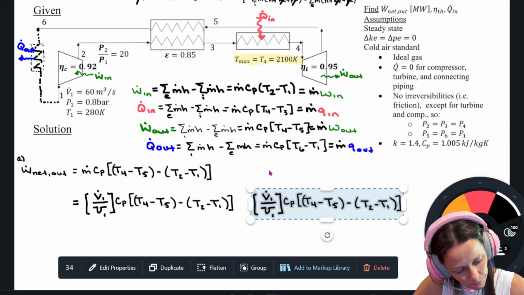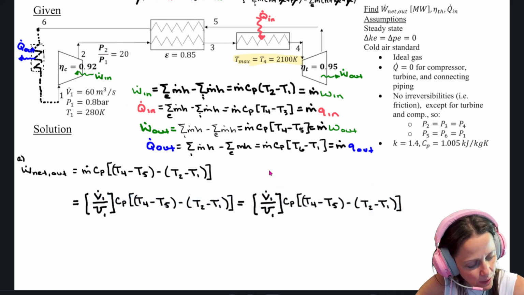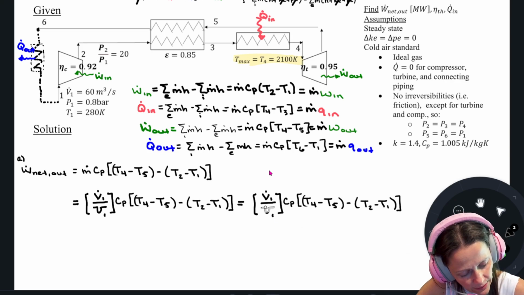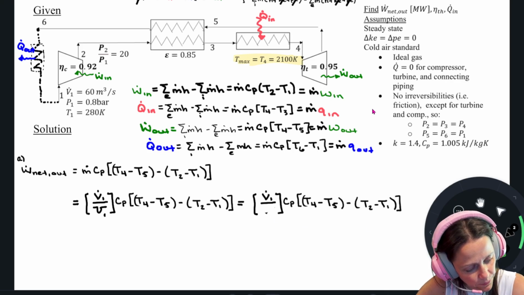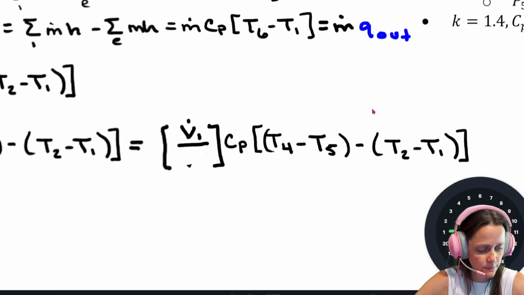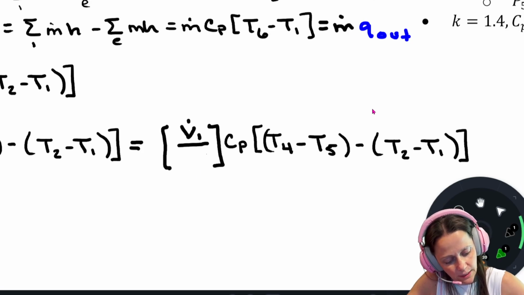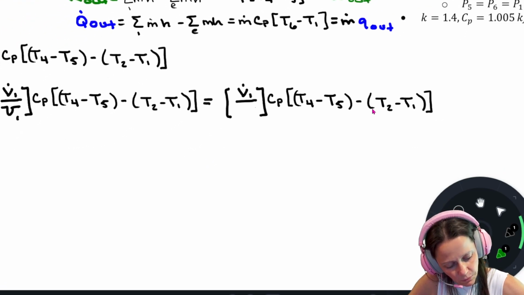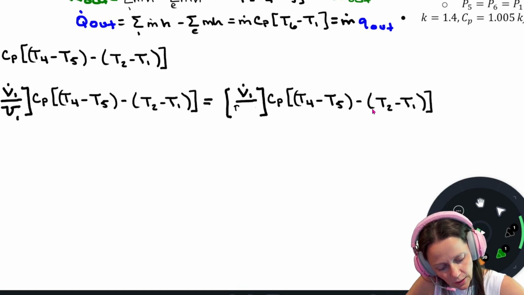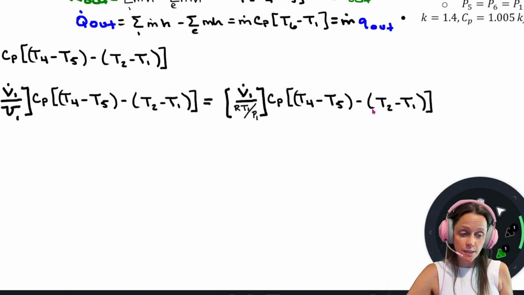I'm going to rewrite it one more time, because now I can get this specific volume. Remember, you have an ideal gas, so that specific volume you can write as R T1 over P1. So we'll plug those things in shortly.